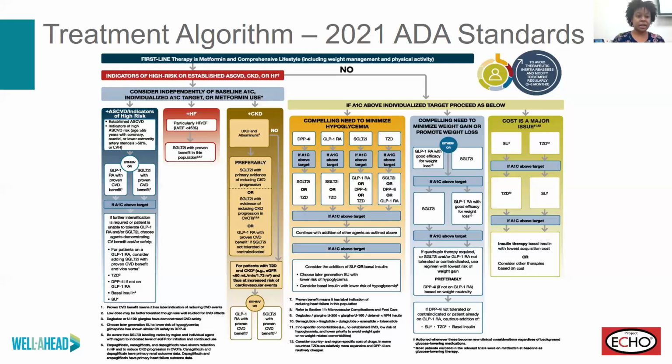Yes, the patient might not have these other comorbidities, but is there hypoglycemia that we need to minimize? Is there weight gain issues, or do we need to promote weight loss? Is there a cost issue? I know in our last ECHO session, we spoke about TZDs, and sometimes TZDs get a bad rap, but they do have a place in therapy. They're still in the treatment algorithm. If a patient needs to minimize hypoglycemia or if cost is an issue, we can look at TZDs.